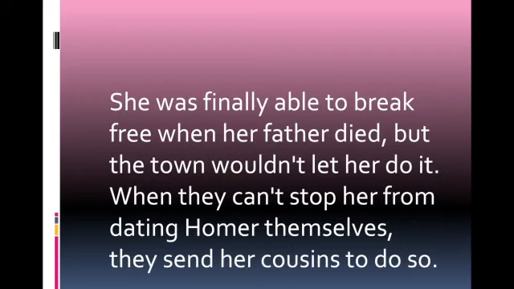Now, Emily was finally able to break free when her father died and make her own decisions. But here we see the town still doesn't let her do it. When they can't stop her from dating Homer themselves, they're actually going to send her flesh and blood, their cousins, to do so. Now, we're not 100% sure how the conversation plays out. We don't hear from Emily's point of view ever. We don't hear from the cousins' point of view. But we know when they come to visit Emily, they're sent off pretty quickly. And Homer Barron arrives later that night after they leave.